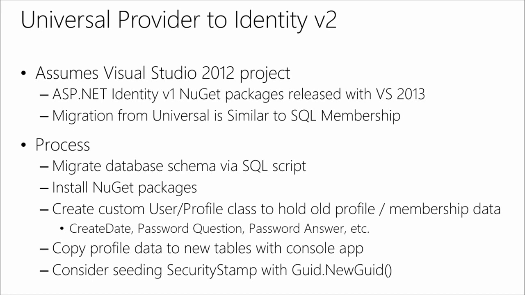And then this is a little thing, because I've seen some posts on the net where people get caught up on this. Because you're migrating users over, you haven't gone through the identity system to start, and those users don't have a security stamp set. So I would just recommend you set a security stamp with a GUID, a new GUID.